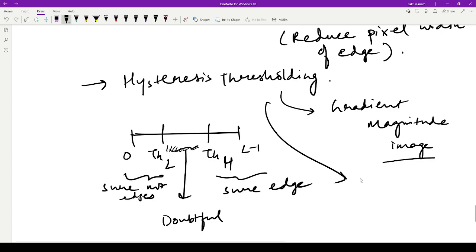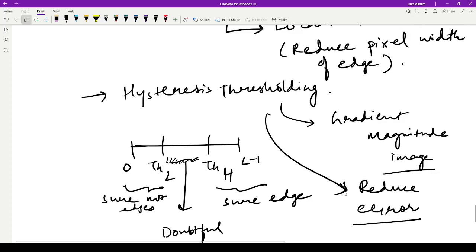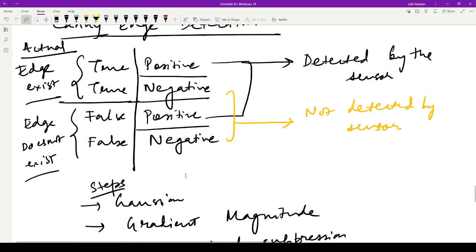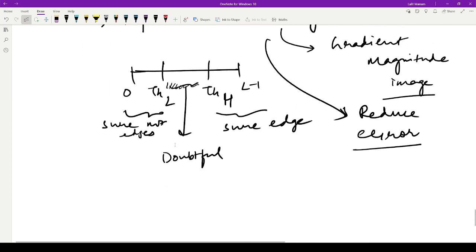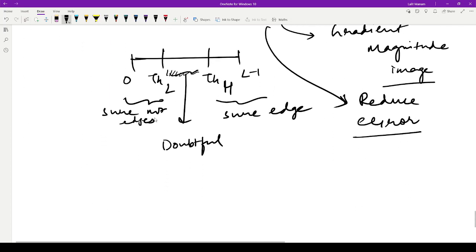So what does this do? This actually helps to reduce error, which means it improves edge detection. If there are edges, they'll be detected. If there are not, they'll not be detected. And of course, it is also linked to the true positives, true negatives, false positives, and false negatives. I hope this is clear. Okay, great.